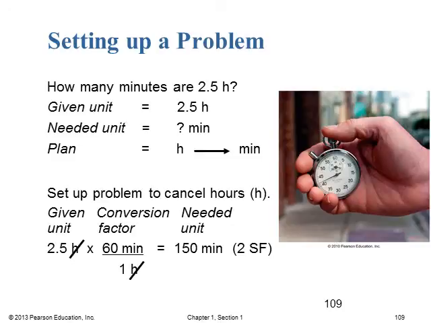Okay, and the last part would be the number of significant figures. Since we have 2.5 in our given unit, that is 2 significant figures. Our conversion factor is an exact number, so we do not get any significant figure information from there. So it's just going to be based on the measured unit of 2.5 hours. And so we have 150 minutes. We want to make sure that our final number does not have a decimal point, and so we can keep 150 without a decimal and have 2 significant figures.